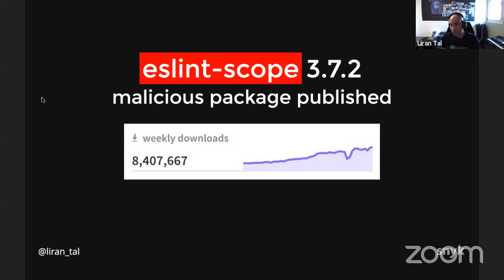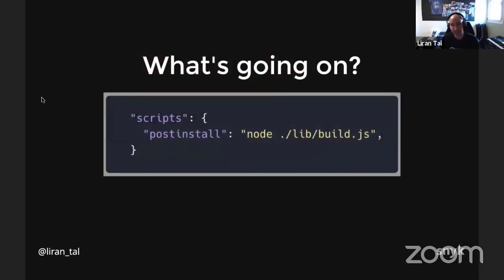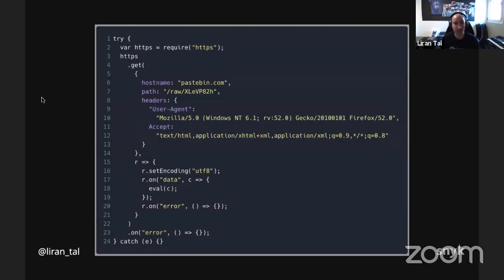As you can imagine, ESLint scope has millions of downloads, since it is a very prominent project in the ecosystem. Not millions of downloads though for the malicious package, so we actually caught that in time. What was going on there is the same thing that we've seen before. How do you do that? Basically, there's a post install script that you execute, and here is the payload for it. That's a pretty interesting thing.